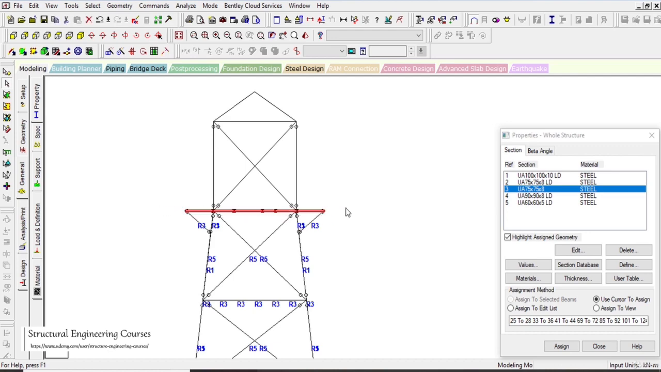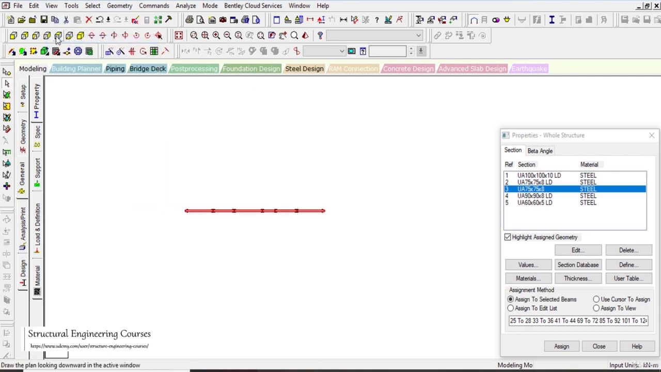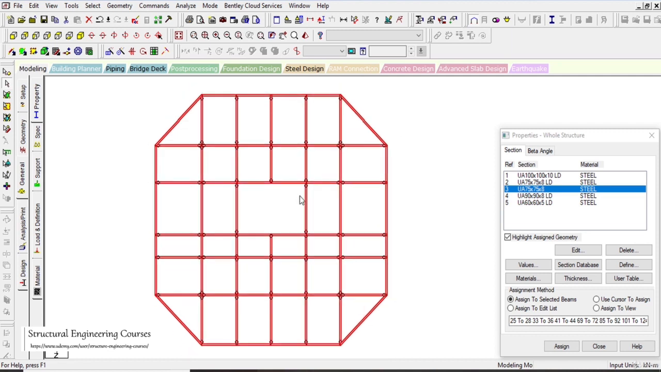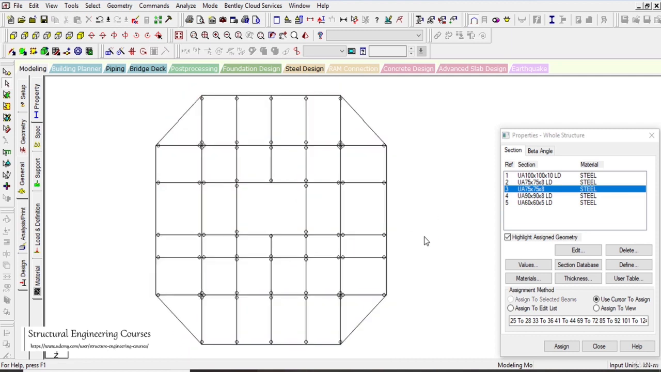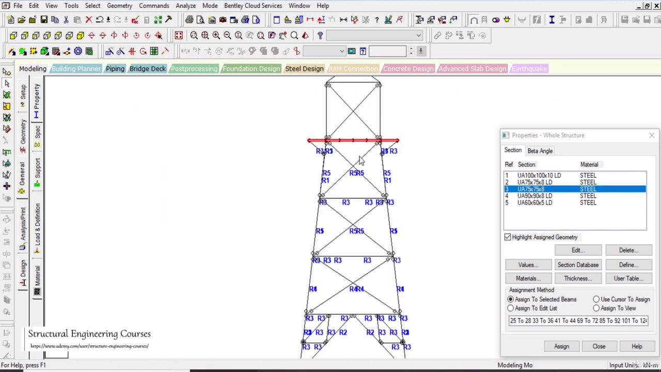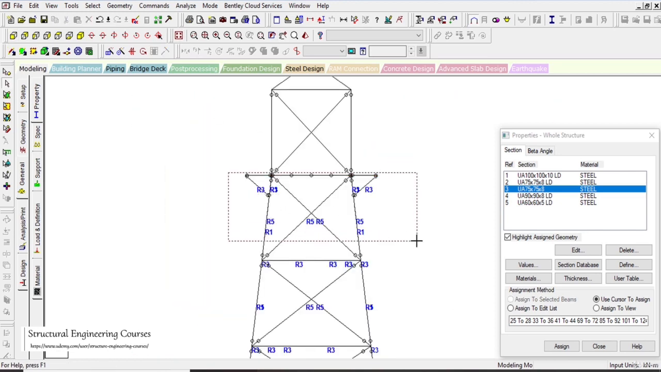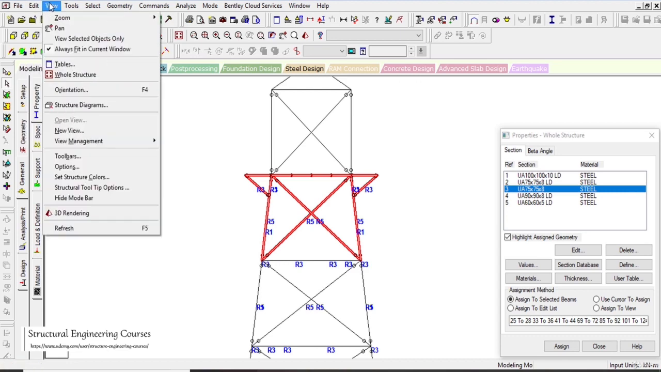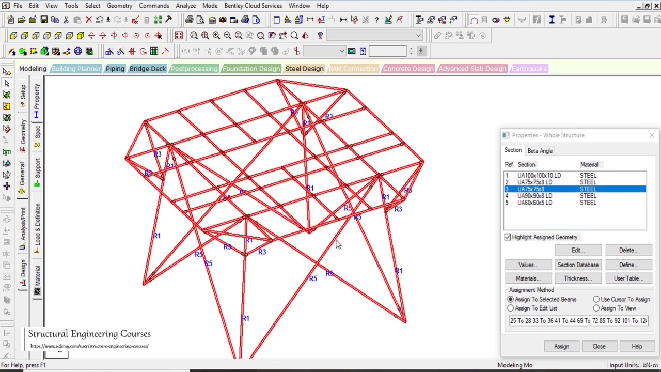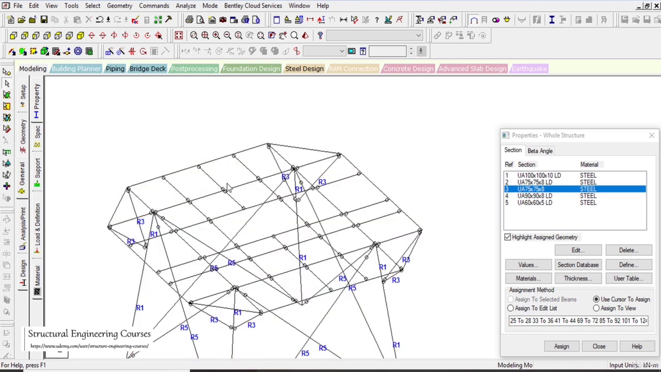Similarly, we can select the whole framing arrangement here. Here we need to see what are the main members, what are the secondary members, and what are the tertiary members. So this is also a very important concept in structural steel members, how you distribute the usage and accordingly how you assign the releases and accordingly how you assign the properties. We have distributed the arrangement here. We can press Shift plus K to see the nodes here.